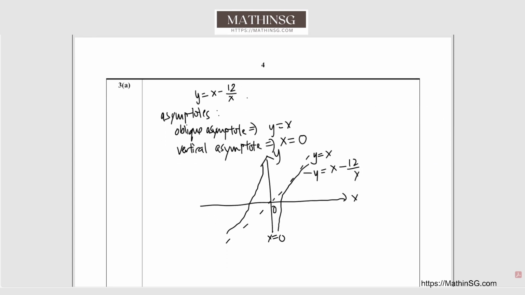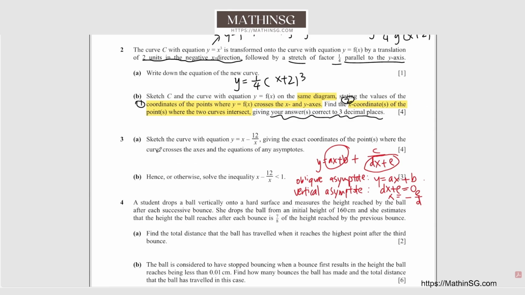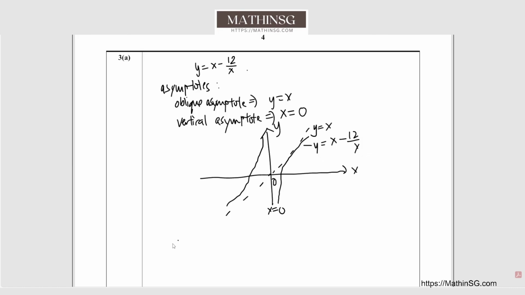Back to here. In the question, they want the exact coordinates of the points where the curve crosses the axis. So they want exact, so that means we can't use GC. When X is 0, is it possible? Not possible, right? Because the denominator cannot be 0. So no y-intercept. The y-intercept occurs at X equal to 0. So no y-intercept. Your graph also clearly shows this.